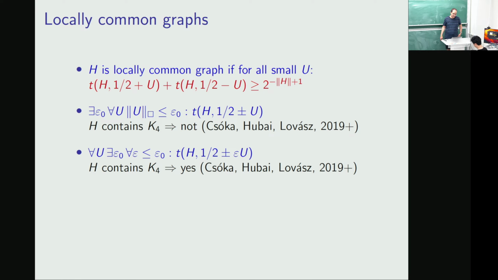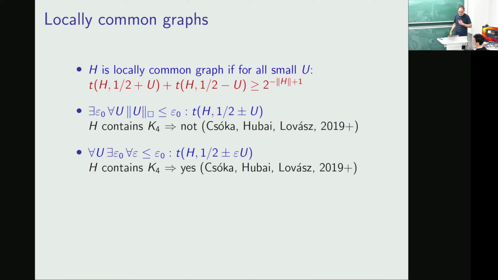And Choka, Hubai, and Lovas actually look at both settings, and they show that unlike in Sidorenko's conjecture, there are some graphs which are locally common in one, but not locally common in the other. The example is if a graph contains K4. If a graph contains K4, it is not locally common in the stronger sense, but is locally common in the weaker sense. The stronger sense is that there's a universal epsilon 0. The weaker sense means that epsilon 0 can depend on the perturbation.